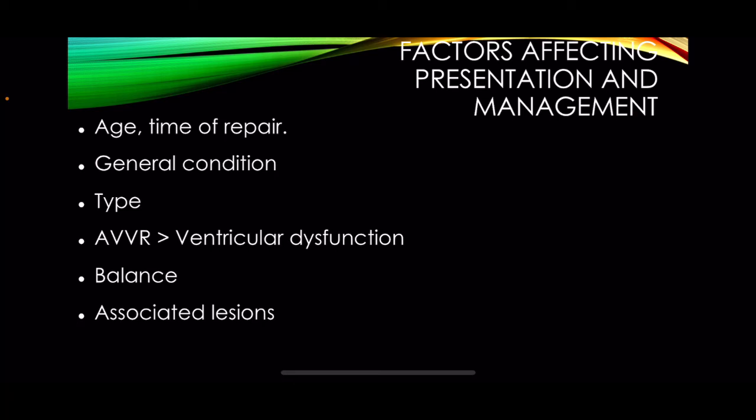Of significant importance, if we have a significant regurgitation in the AV valve, because as we said, this can affect the function of the ventricle, with very severe overload and dilation of the ventricle and ventricular dysfunction early in life. The balance, is it a balanced or unbalanced AV canal? This is of significant importance and it can change everything. Also, there are common associated lesions that can present by themselves and change the presentation of the disease.